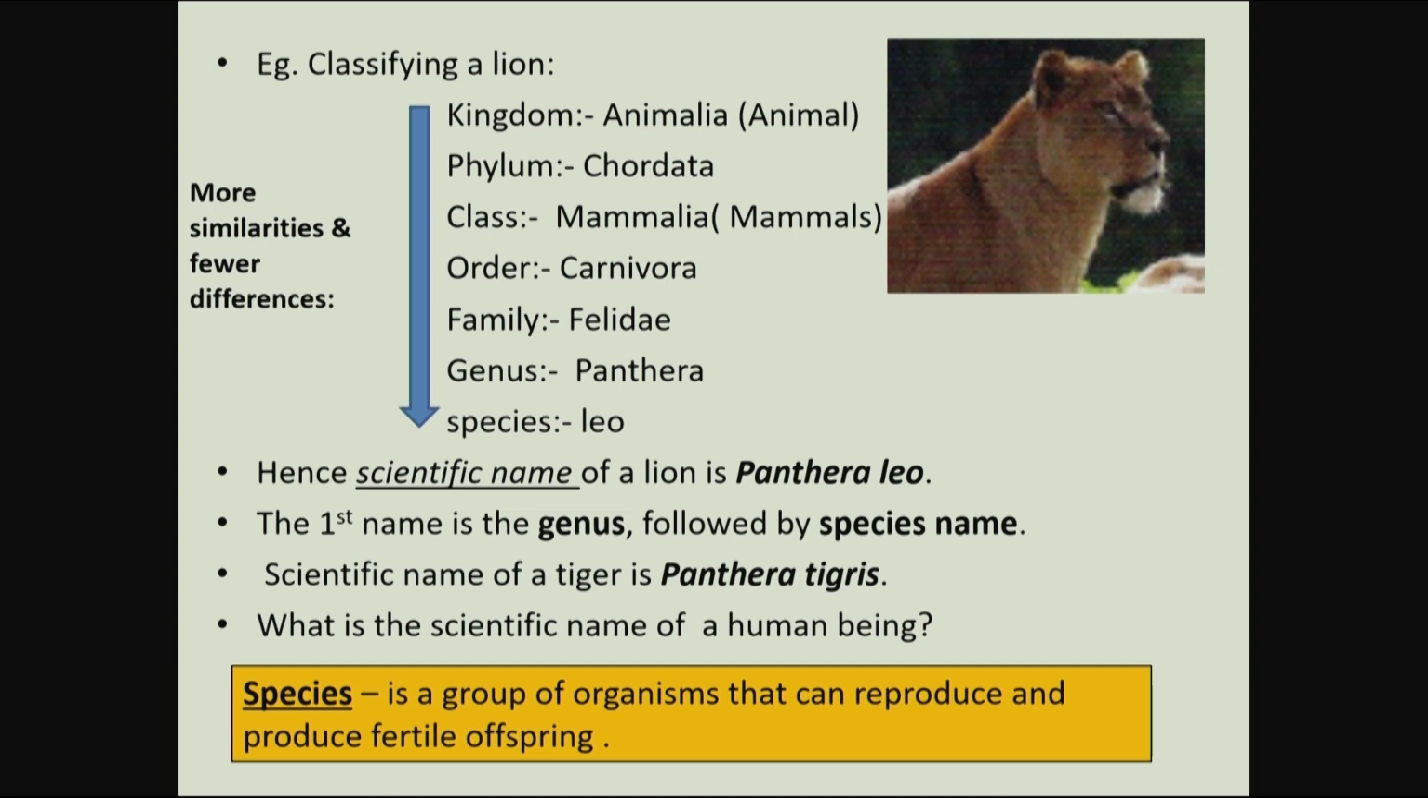classify a lion, okay? The lion belongs to the kingdom Animalia, commonly known as animals. The phylum is Chordata, the class is Mammalia, or the mammals. The order is Carnivora, or the carnivores. The family is Felidae, and the genus is Panthera. The species is leo.